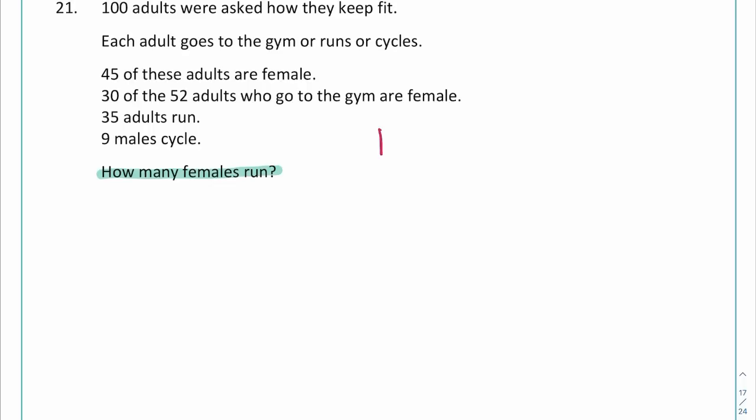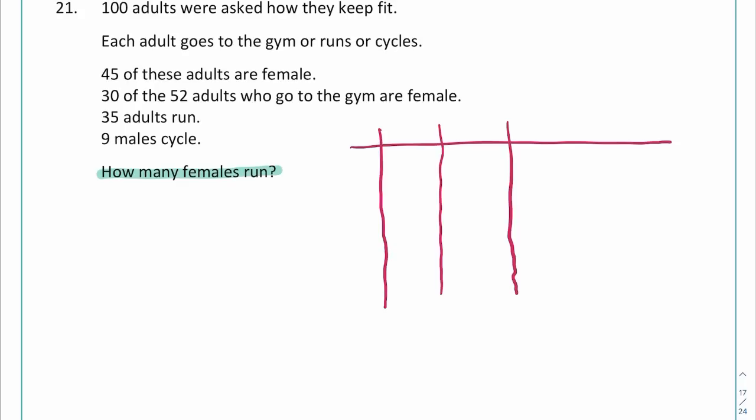So I'm going to draw a two-way table, have a look at the information in the question so we know how big it needs to be. It says 100 adults were asked how they keep fit. Each adult goes to the gym, runs or cycles. Okay, so I need to have gym, run, cycle, and a space for the total. So I put gym, run, cycle, total. You can write the full words in if you like, but these are just to help us. It says then they are male or female, so we need to split this up.